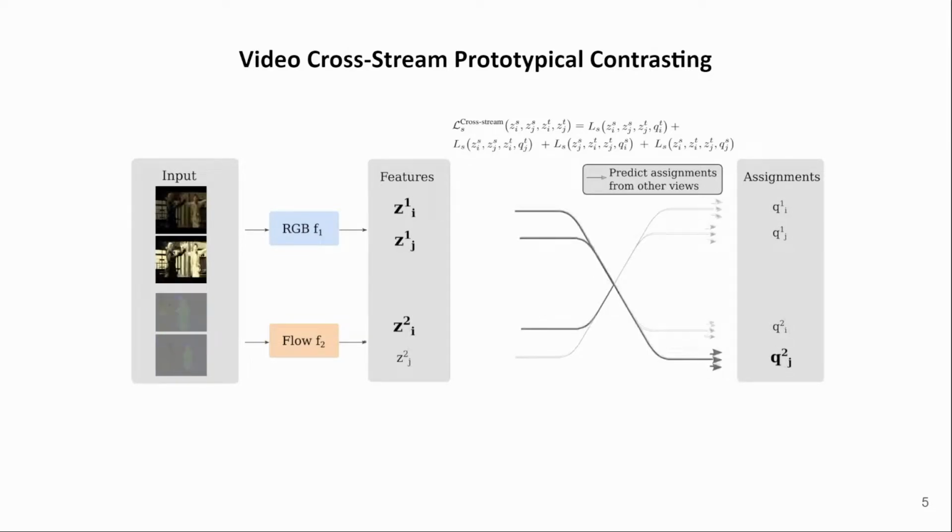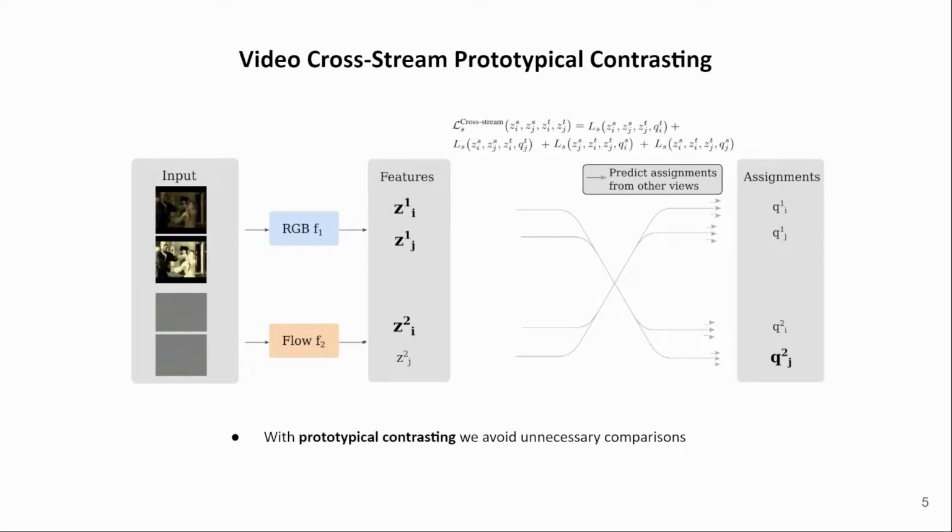The model should therefore predict the same prototype for all 4 views. The loss consists of the 4 prediction losses together. Overall, the features are contrasted indirectly by contrasting their prototype assignments instead. In doing so, we avoid unnecessary comparisons.